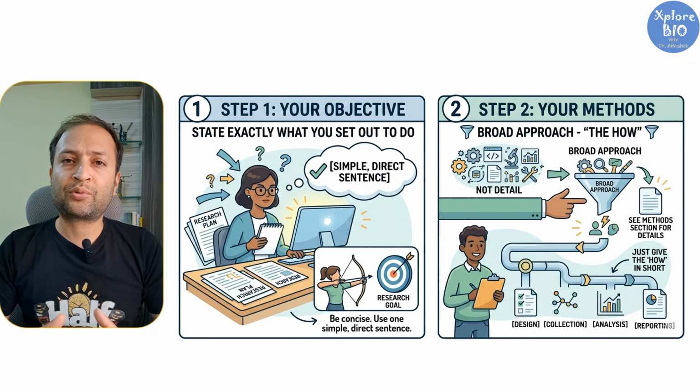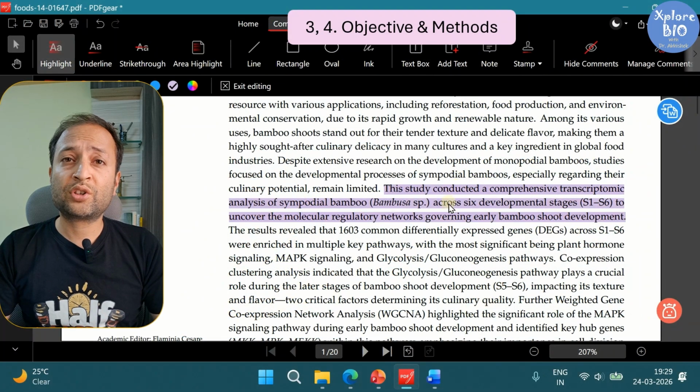Now let's look at this abstract. Here both the objective, which is to uncover the regulatory network governing shoot growth, and the approach, which is transcriptome analysis of 6 different stages, are mentioned together in a single sentence.